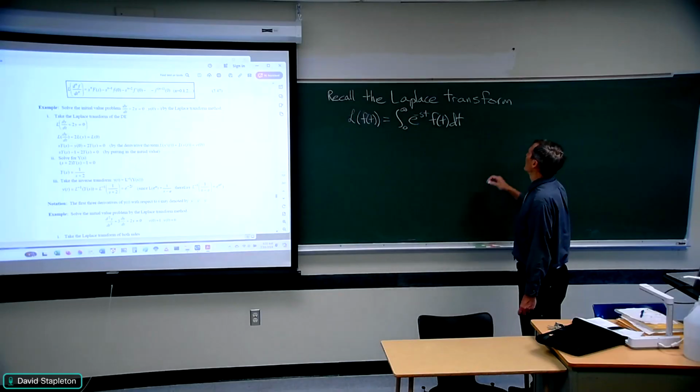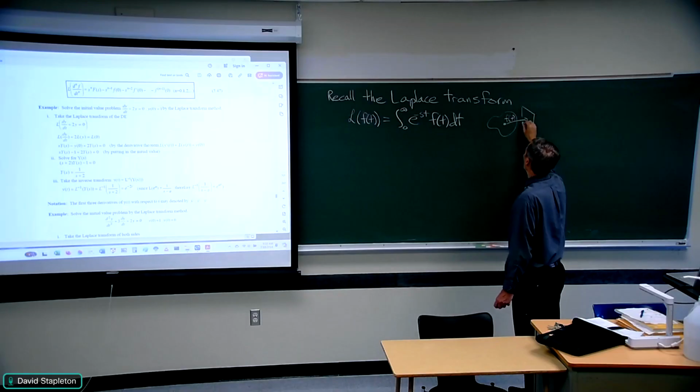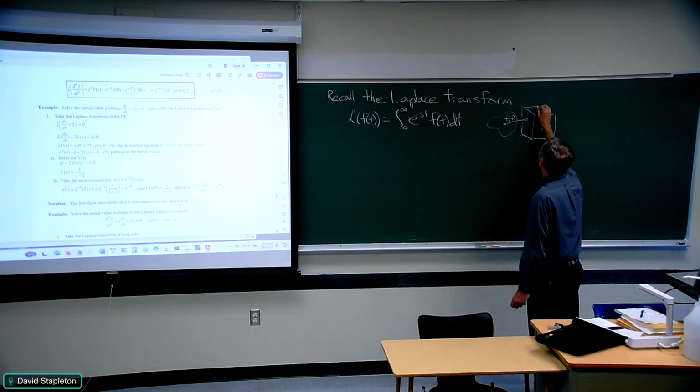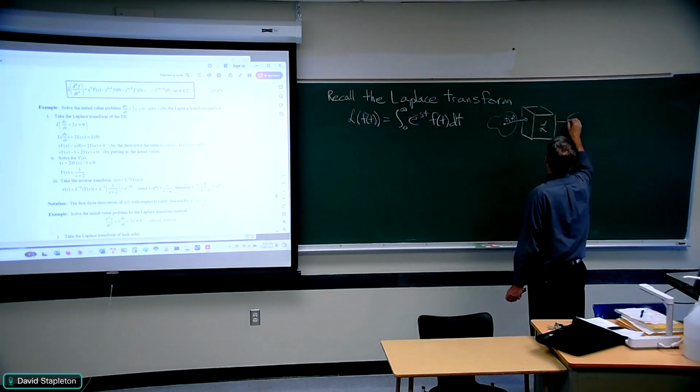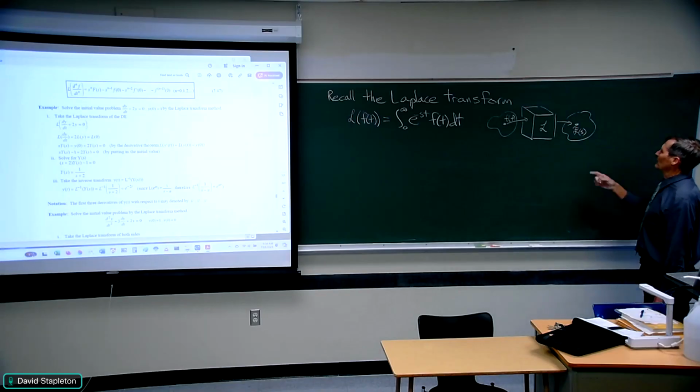And this is, we said, like a black box. You've got some space of functions, and somewhere in here, you've got f of t. You throw f of t into this big black box, which is the Laplace transform. Then out comes another space, a space of transforms, a function of s, actually a complex variable, we said. So a complex function of a complex variable.